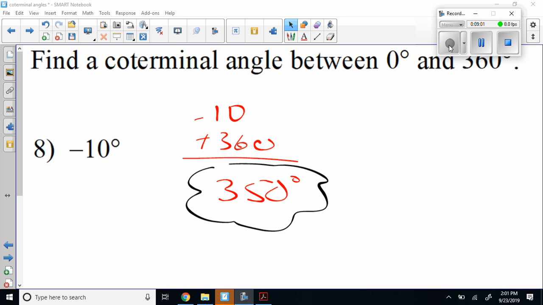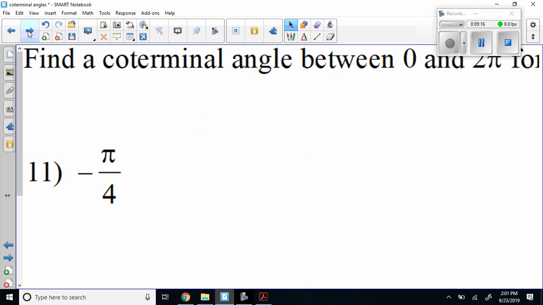So if you knew degrees, guess what? You can do radians. We're not going to change both. How many radians is a full revolution? 2 pi. Ready? Okay. So here, let's look at 11. I'm going to let you do it on your own, and then I'm going to teach you the proper way to do it. How's that? Let's see what you got. Go.